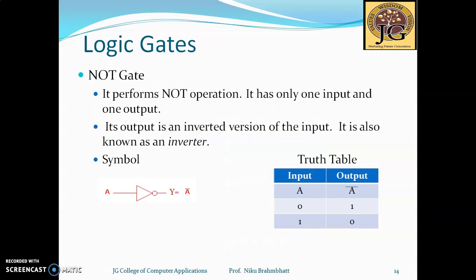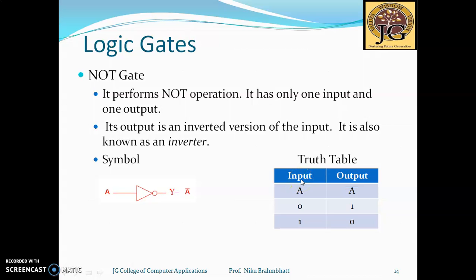Now the next gate is the NOT gate. It performs the NOT operation. It has only one input and one output. It is also known as an inverter, meaning its output is an inverted version of the input. That means if you enter input value 0, you will get output 1. If you enter input value 1, you will get output 0. So this is the symbol of NOT gate. Here you can see the input A and its output Y is equal to A bar. This bubble represents the inversion.